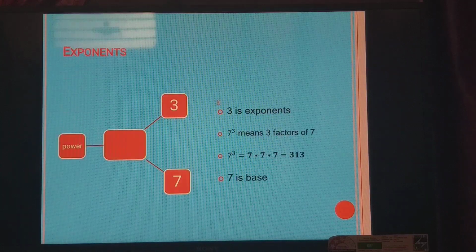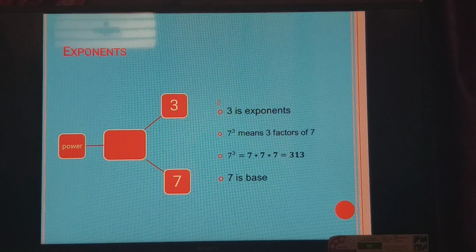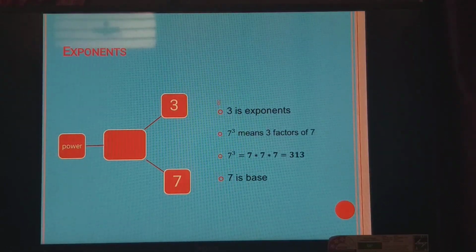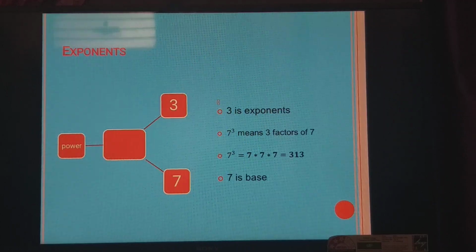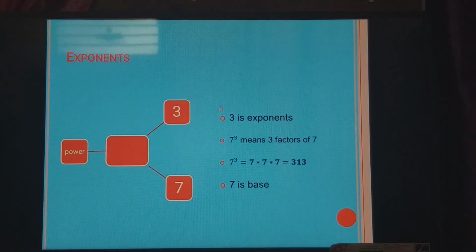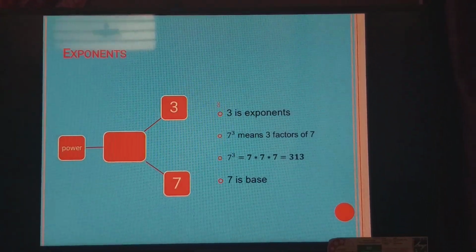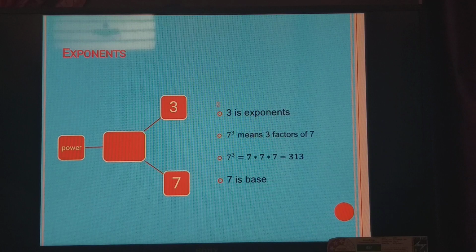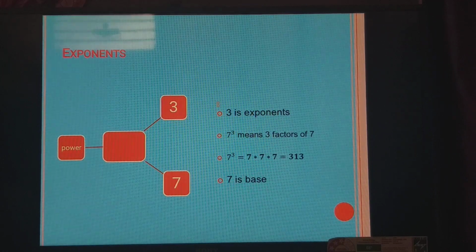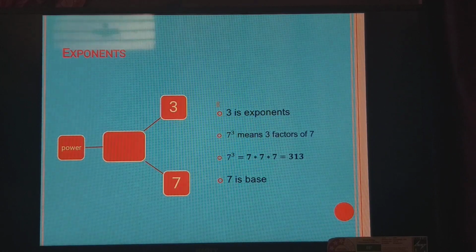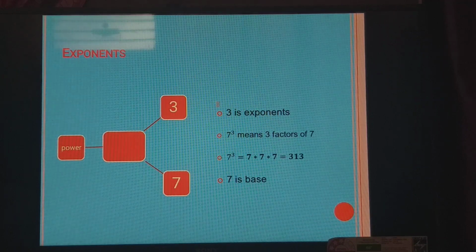For that we have to understand what powers are. 7 to the power 3 means 3 factors of 7. We say it 7 raised to 3. Here the base is 7 and it is raised to 3, so 3 is the exponent and 7 raised to 3 is called the power.